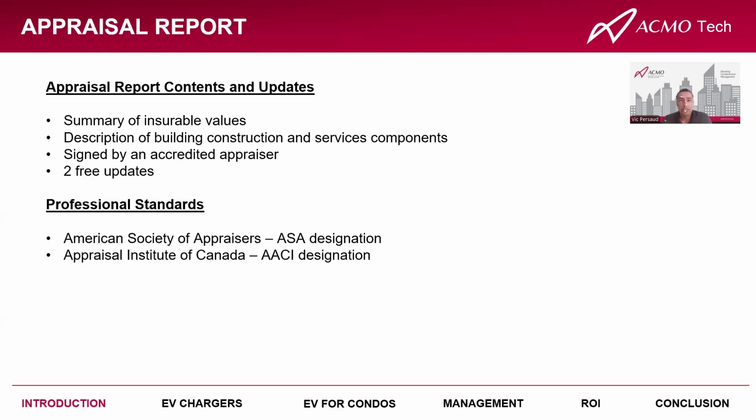The next stage involves the appraisal report, which will include, again, a summary of the insurable values of building construction and services, yard improvements, an estimate for demolition, debris removal, and building codes and bylaws. In the report, you will find a detailed description of all the building construction and services components, including HVAC, mechanical, electrical, and other building components. The report should be signed by an accredited appraiser, and most appraisal firms will provide you with 2 free updates in the subsequent years to the full report.